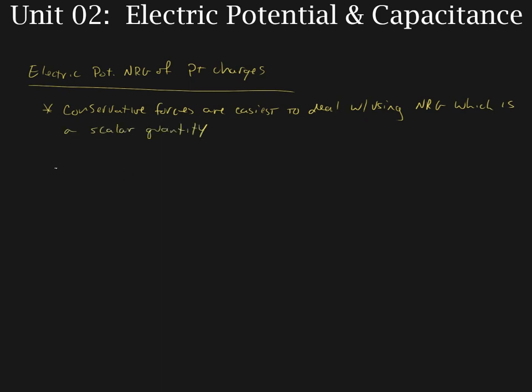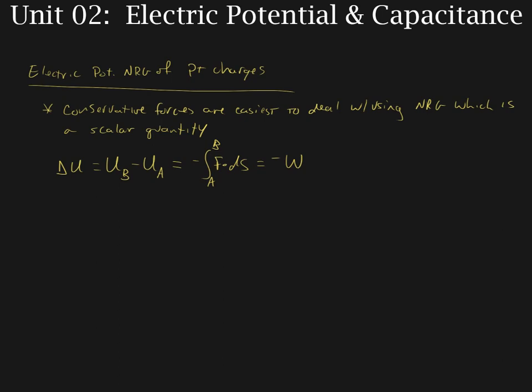Now, as a quick review, we have delta U is equal to the potential energy at point B, or the final position, minus the potential energy at point A, which is the initial position. And we can also represent that as minus the integral from A to B of F dot ds, which is the same thing as the negative of the work done.